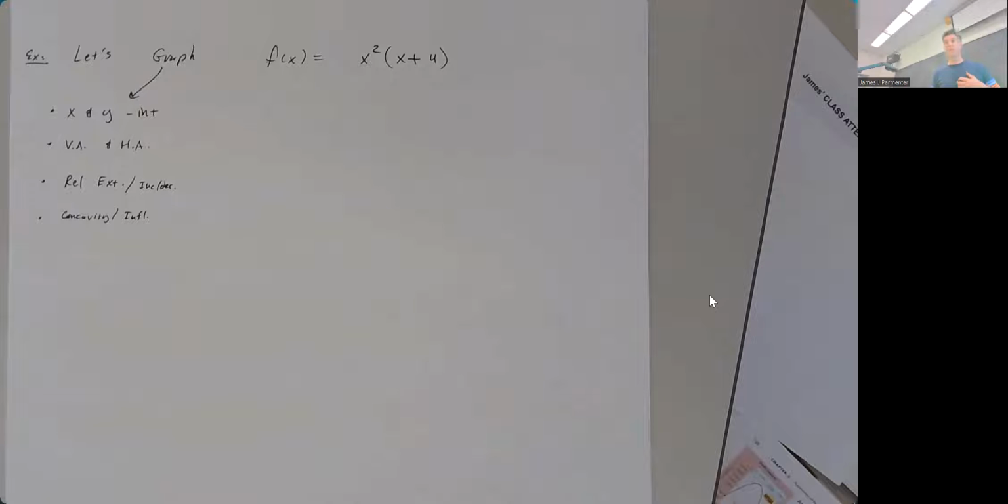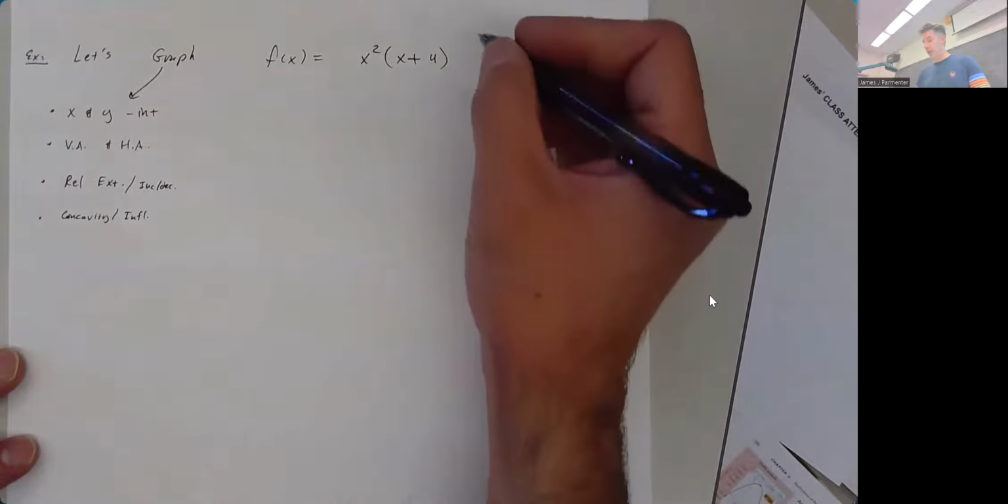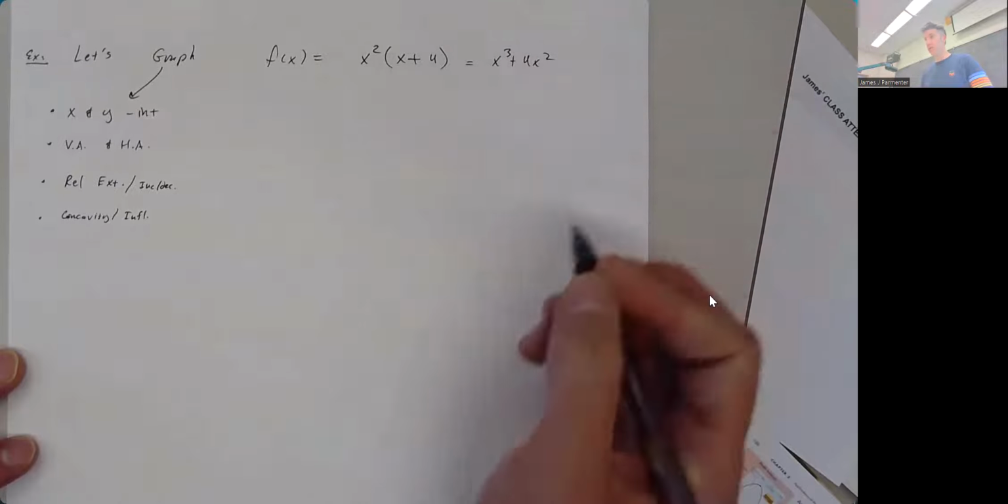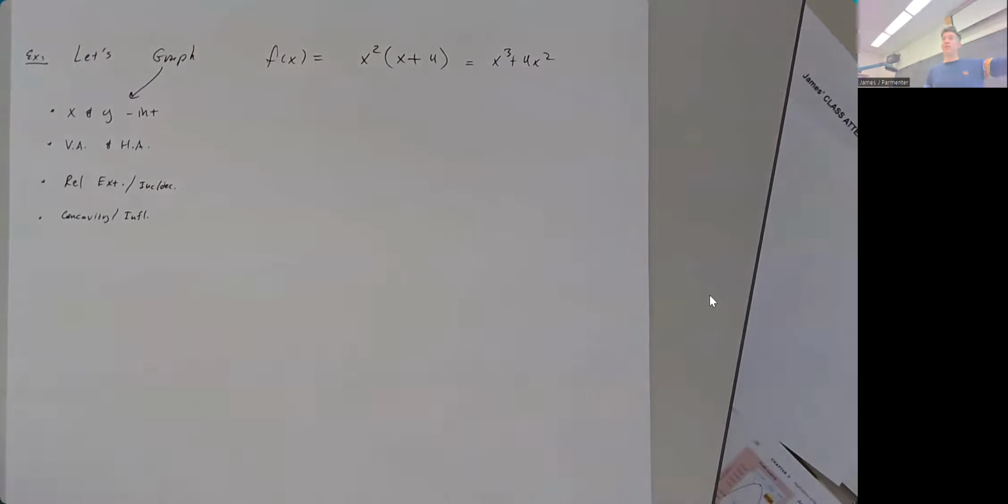So right off the bat, looking at this function, I can see that that's a polynomial, right? If you multiplied it out, it'd be x cubed plus 4x squared. All my powers of x are nice, non-negative integer powers. Polynomial means it's continuous everywhere, means it's differentiable everywhere, means you don't have any asymptotes, period, none. No vertical, no horizontal. Great.